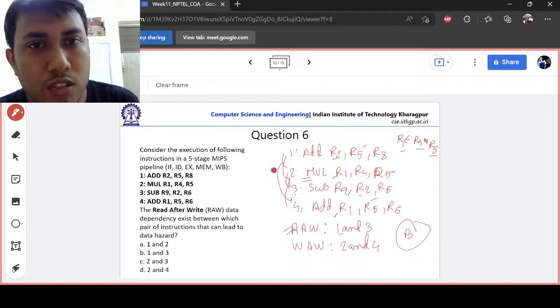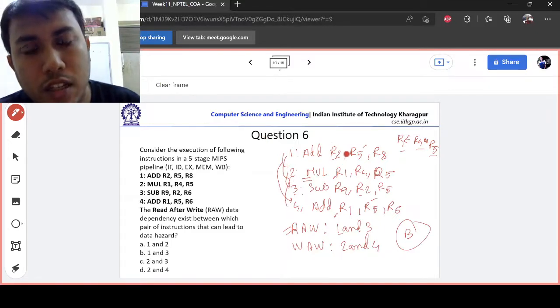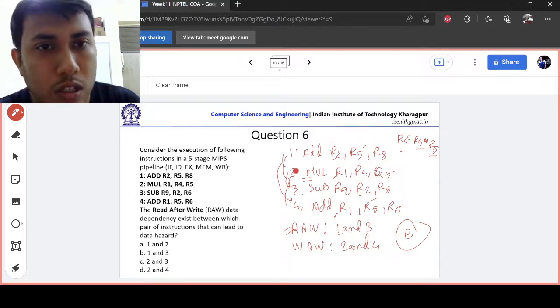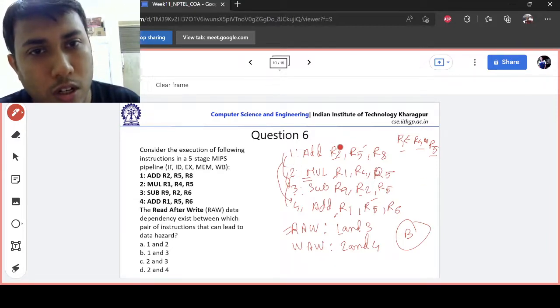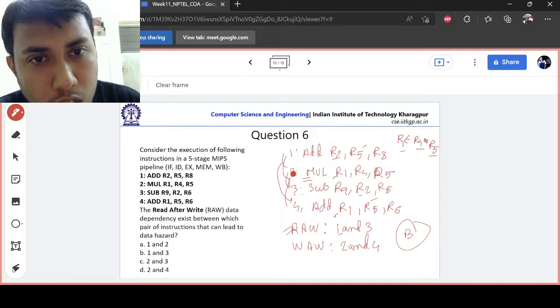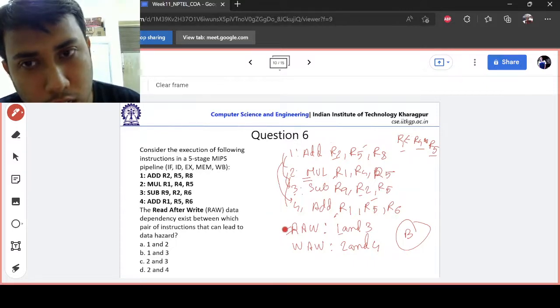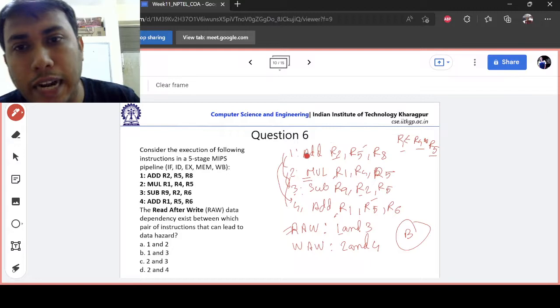So you check, let me go again. Between 1 and 2, are there any registers common? No. Now you can't understand how the sub instruction is executed after add. That is a RAW. So you know what is RAW, right? That leads to the data hazard. So it is a read after write data hazard.